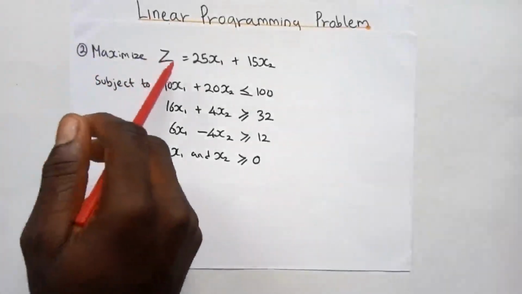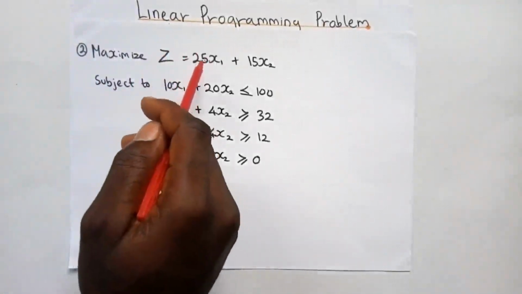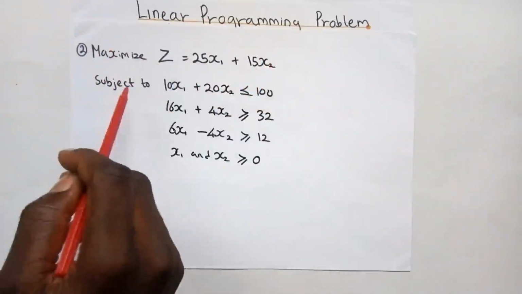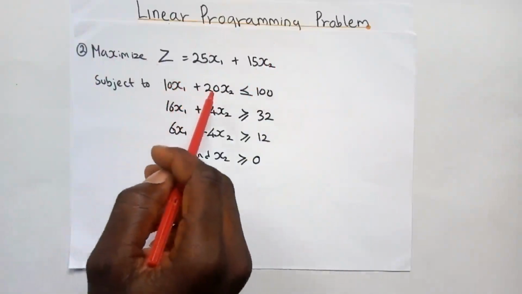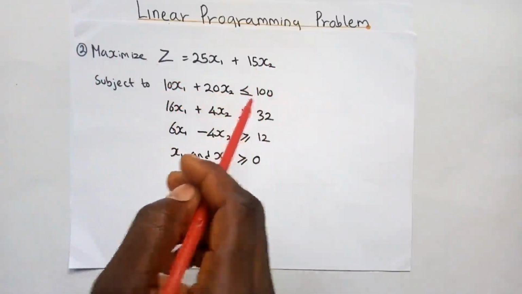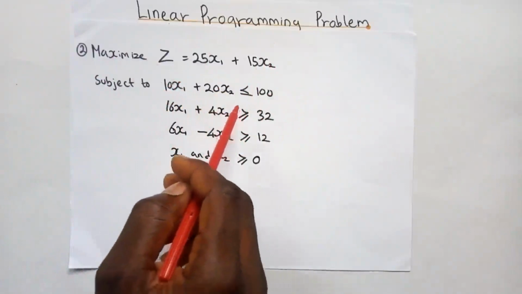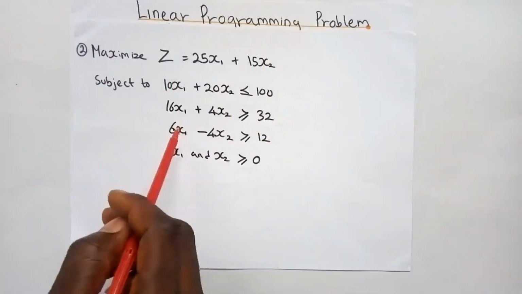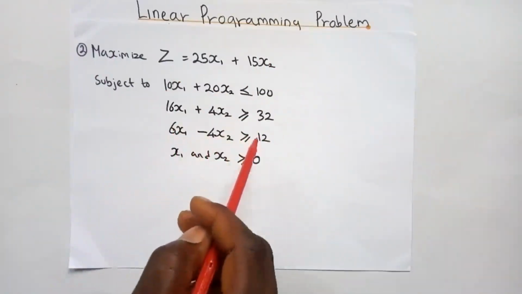Question 2. Maximize Z, which is the objective function, 25S1 plus 15S2, subject to the first constraint: 10S1 plus 20S2 is less than or equal to 100. 16S1 plus 4S2 is greater than or equal to 32. And 6S1 minus 4S2 is greater than or equal to 12.